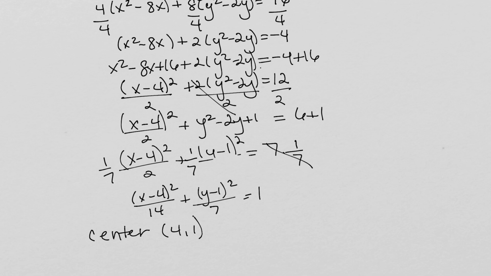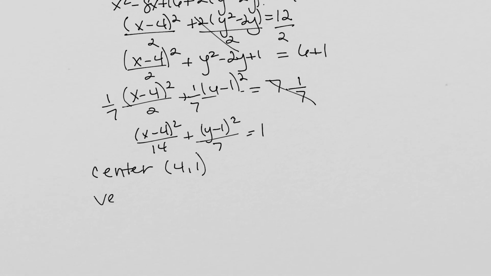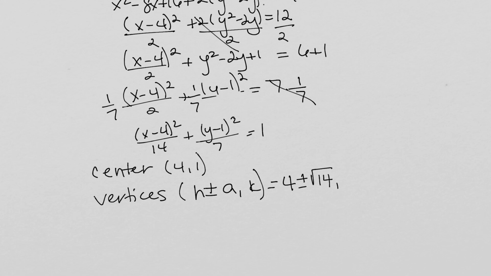The next question is for us to find the vertices. We know that vertices are going to be at h plus or minus a, comma k. And we know that a is the square root of 14 because a squared is 14. So that would put us at 4, because h is 4, plus or minus the square root of 14, with a y coordinate of 1. Those are our vertices.